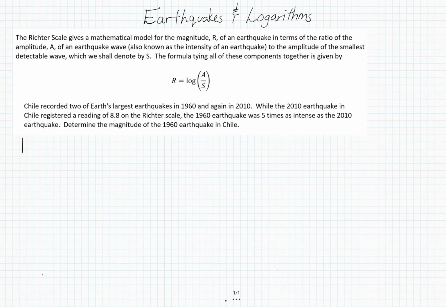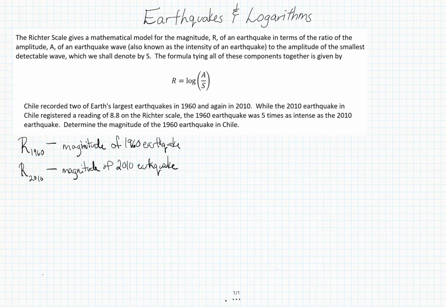In order to do that, we're going to need to do a little bit of work. The first bit of work is we need some labels on things. Since we have 2 different years, we want to look at 2 different magnitudes, and we'll label them as such. The first one we'll label R with a subscript of 1960, and that denotes the magnitude of our 1960 earthquake. And then R of 2010 is the magnitude of the 2010 earthquake. Hopefully there are no surprises right there.